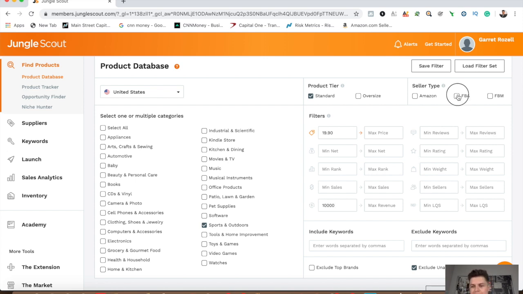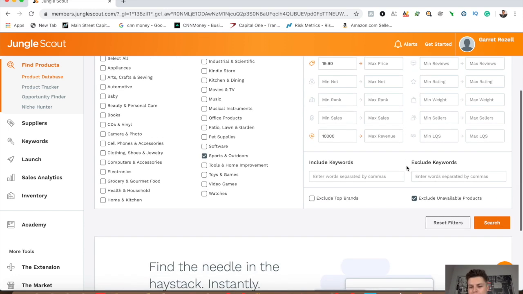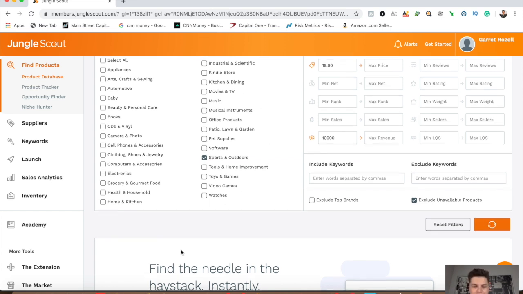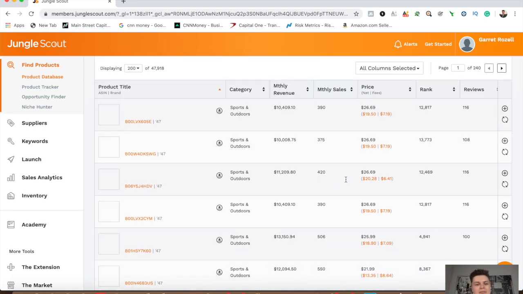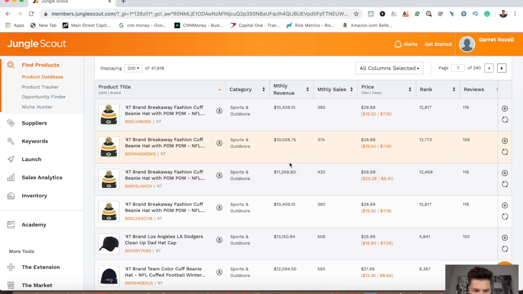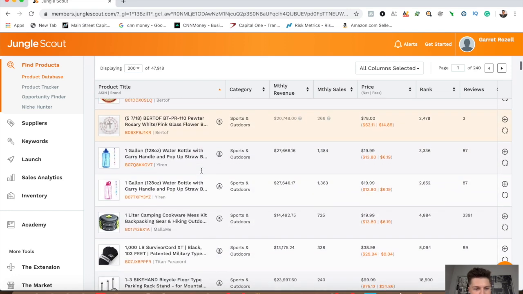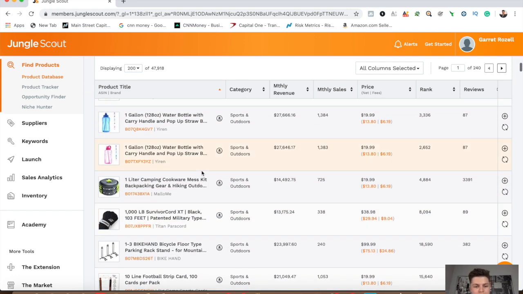We want to put FBA only, because we're only going to be competing with FBA sellers. And essentially that's all we do. So let's click search. It's going to apply all these filters. It's going to select the sports and outdoors category, and only show products that are priced at least $19.90 and are doing at least $10,000 a month in revenue. So as we can see, it's finally done filtering through all the products.